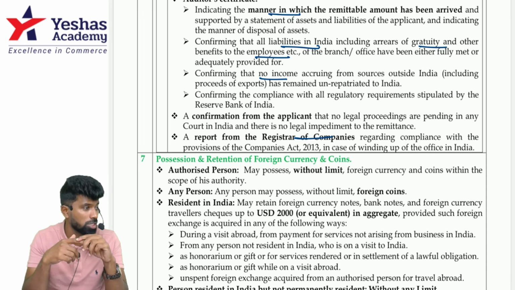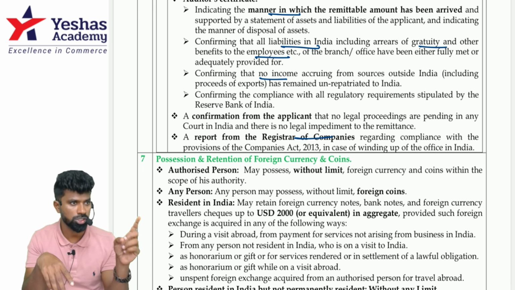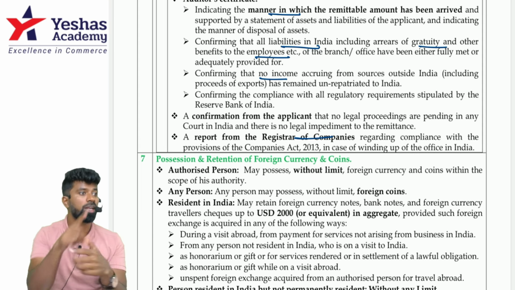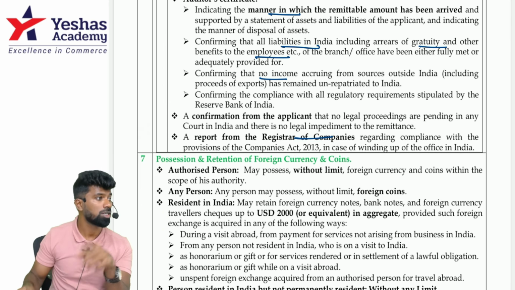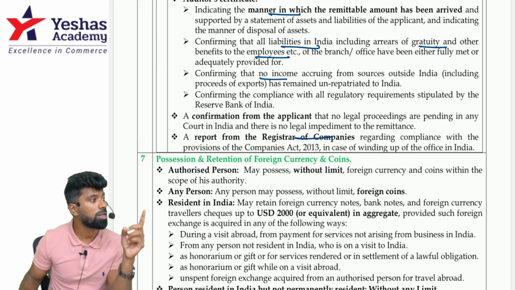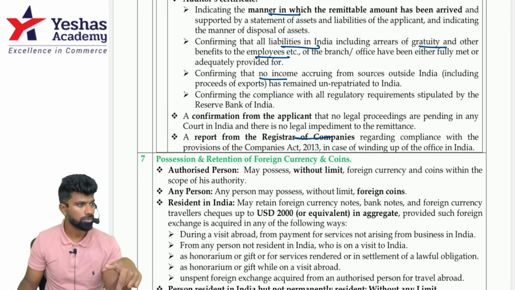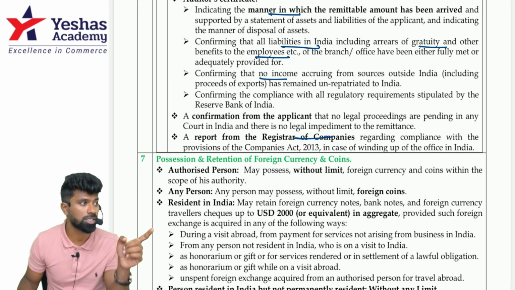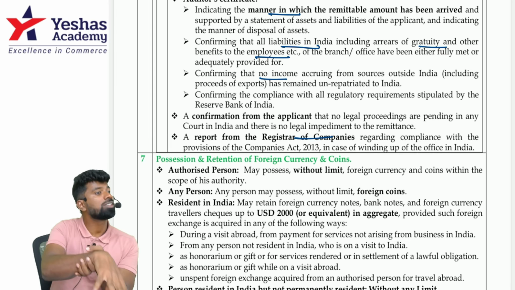Capital account transactions. In that, how many topics? Two topics. Section 6, subsection 4, subsection 5. Then prohibited current account and capital account transactions. Then what we discussed: realization and repatriation of foreign exchange. Then what else did we discuss? Remittance of assets. In the remittance of assets, how many subtopics are there?